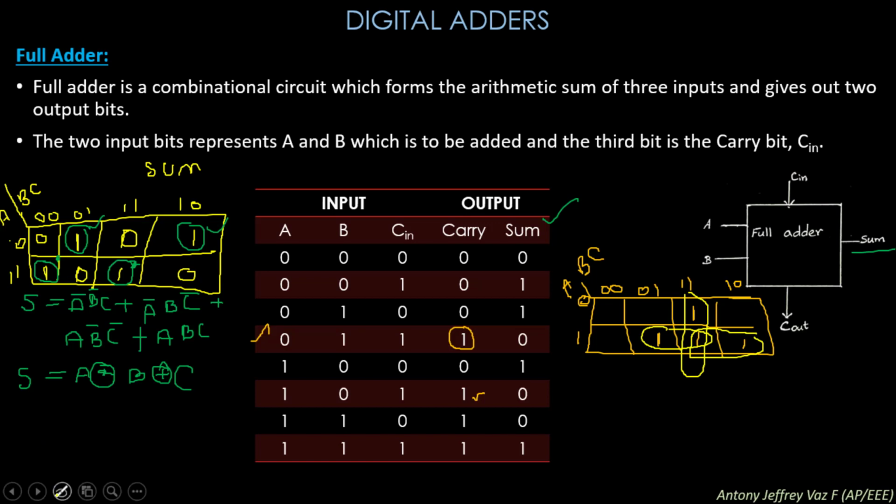So while applying this grouping, you may come to know that the carry will be equivalent to AB plus BC plus AC. Okay, how does this happen?